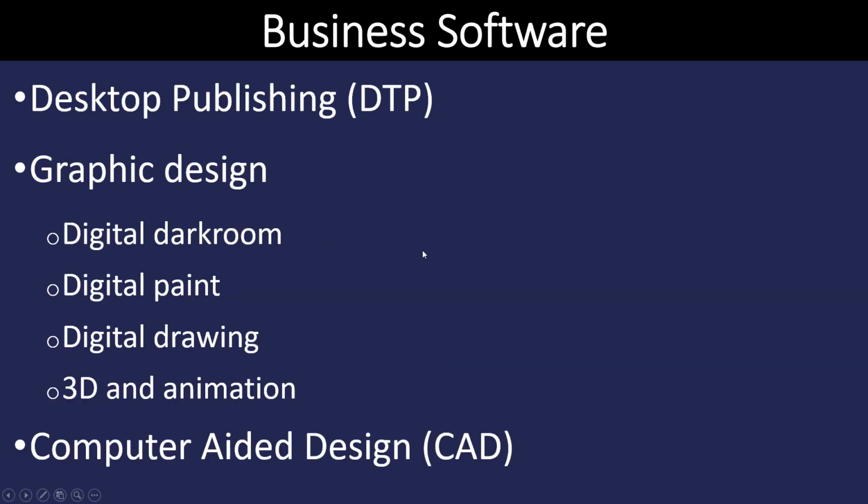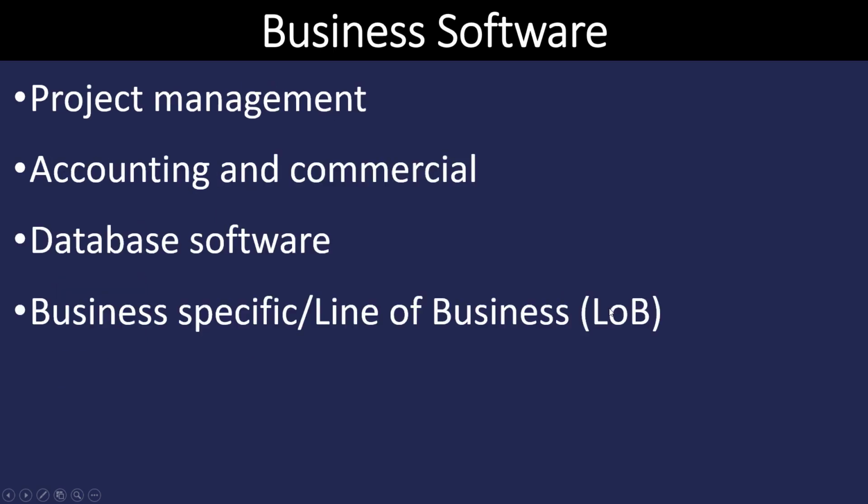Some other types of business software would be desktop publishing. The Adobe Creative Cloud Suite has many of those tools in it, along with some other graphic designs. So for digitally manipulating images and video, those programs all fall into that category. Computer-aided design, which would be CAD, that's making drawings or blueprints. It could be for a building or it could be for individual components. So maybe we're manufacturing some type of part. We may use computer-aided design to create it.